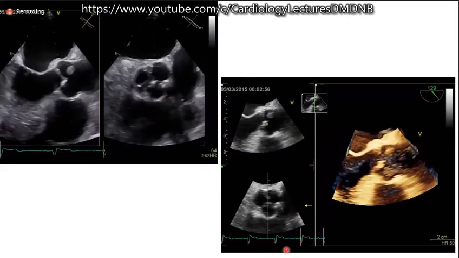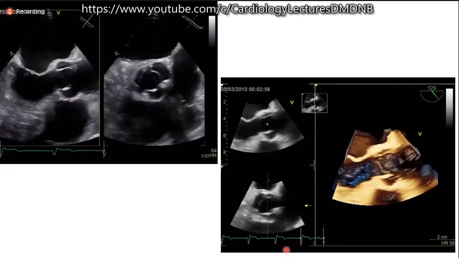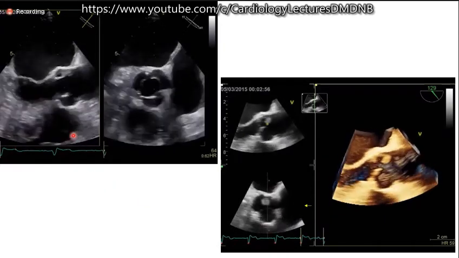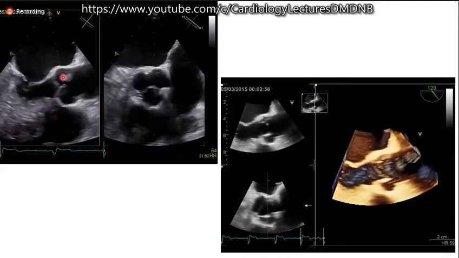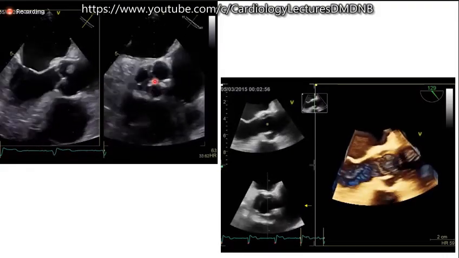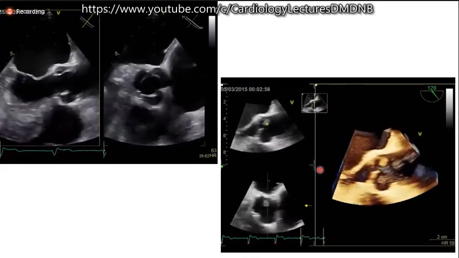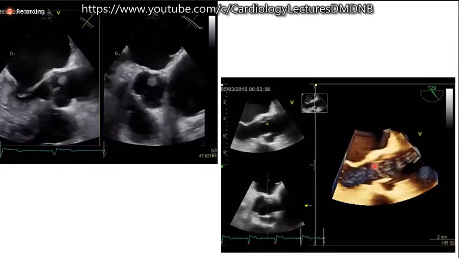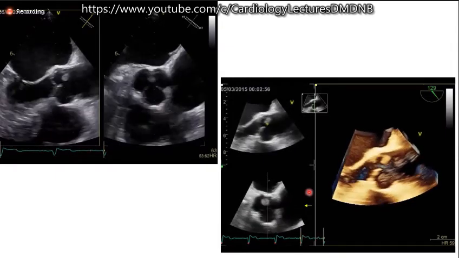This is another example of papillary fibroelastoma. It is seen on the ventricular side of the aortic valve. Sorry, aortic side of the aortic valve. You can see a small one here, very close to the aortic valve. You can see it here. It has got a pedicle. It is attached to the aortic valve. You can see it here.